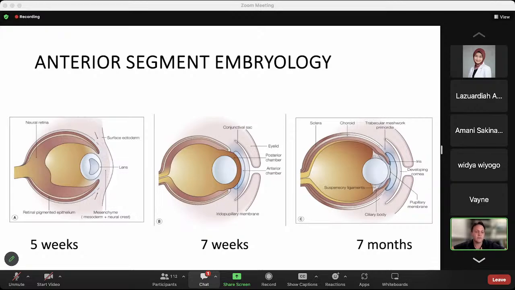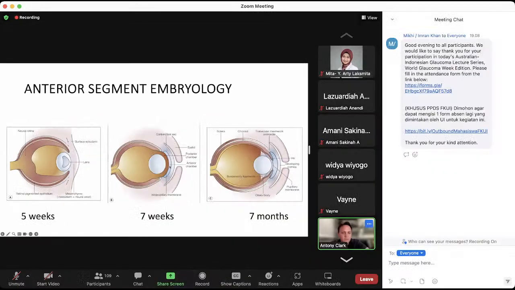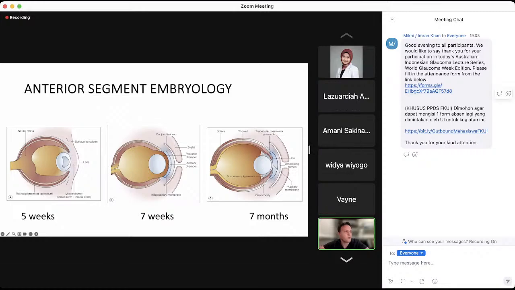the first elements of the anterior chamber begin around about 5 weeks of gestation, so quite early. And it starts basically from a combination of surface ectoderm as well as mesenchymal tissue, including neural crest tissue. By about 7 weeks, you've got a rudimentary anterior chamber that's forming, and a pupillary membrane and the posterior aspect of that. And that's typically an endothelial lined chamber.